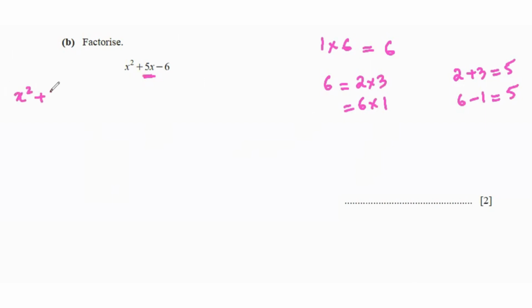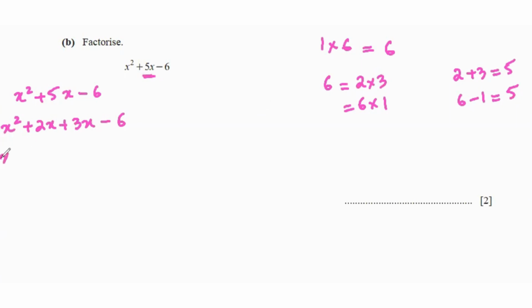So x squared plus 5x minus 6. First, I'm going to replace 5x with 2x plus 3x. So x squared plus 2x plus 3x minus 6. As you can see, what we did was we broke the middle term into two other terms, which when added or subtracted gave us the middle term. In this case, when we added 2x and 3x, that gives us 5x. So basically, it's the same equation, but the middle term has been broken down.